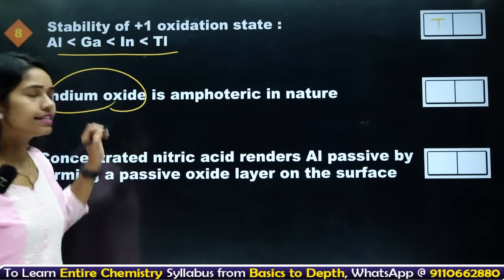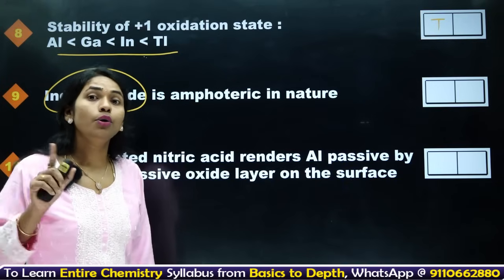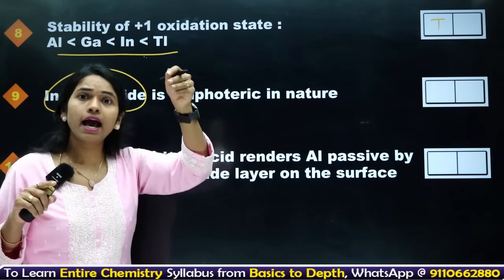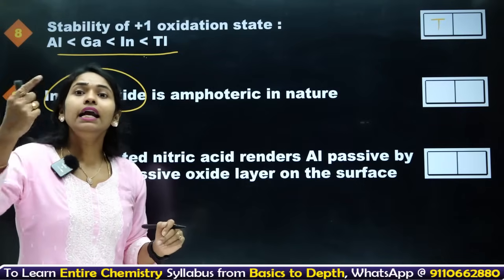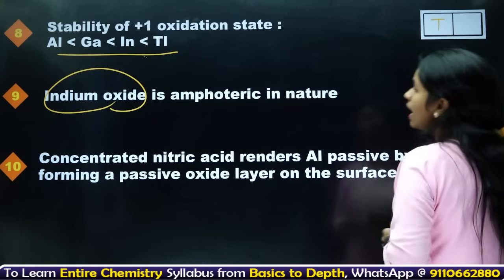Indium oxide is amphoteric in nature. Indium oxide is amphoteric or not? No. Boron oxides are acidic. Aluminium and gallium oxides are amphoteric. Indium and thallium oxides are basic. So this is a false statement.